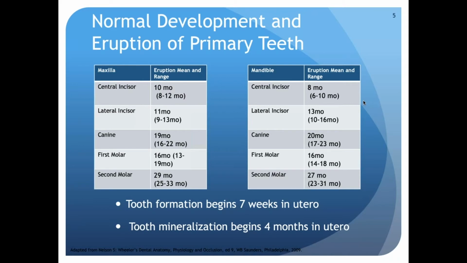exact timing. Tooth formation is normally going to begin at about 7 weeks in utero, and by about the 4th month, we're starting to get mineralization of the tooth. Looking at eruption, the mandible is usually going to be a little bit ahead, followed by the maxilla, and that tends to occur throughout primary dentition. We're going to have our central incisors first, followed by our laterals, then our canines, our first primary molars, and then our second primary molars at almost 2 years of age.